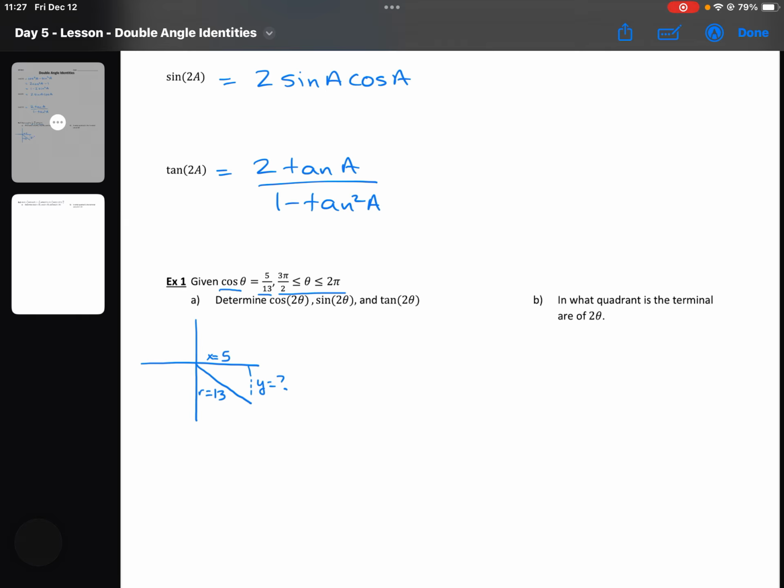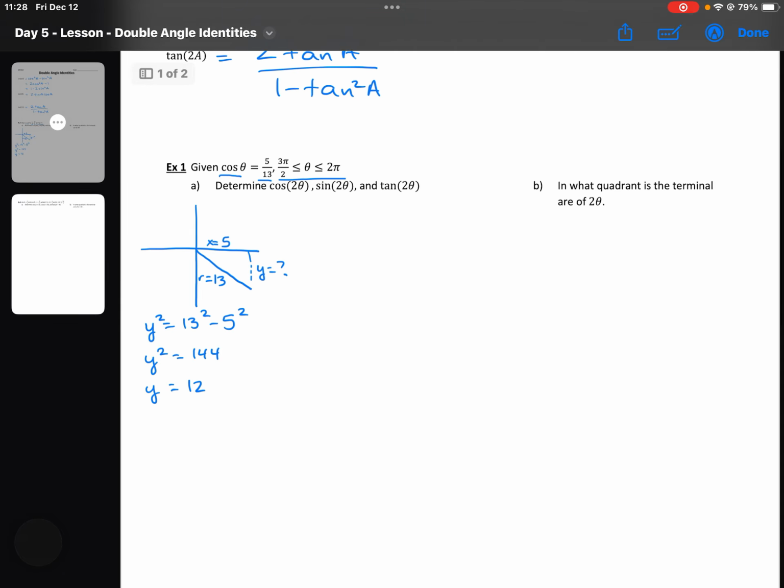I'm going to find the missing side of that triangle using the Pythagorean theorem. So I know that y squared is equal to 13 squared minus 5 squared. Y squared is equal to 144, so y is equal to 12. We are going to use the positive value because we are looking for a side length.